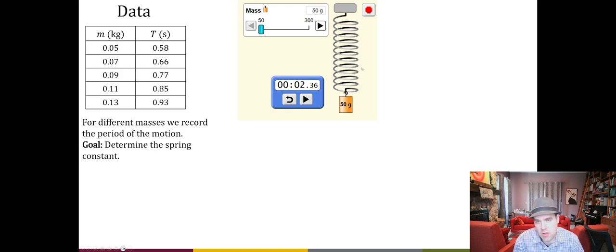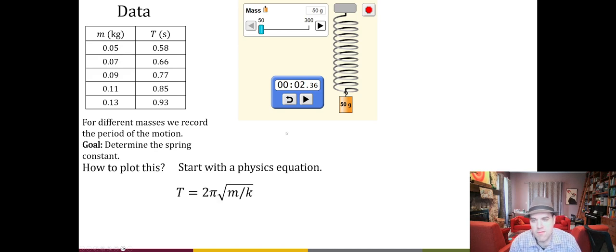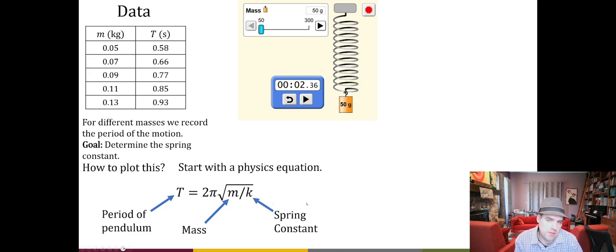Well, we want to do this through a plot. So how are we going to do this? Just like normal, we're going to start with a physics equation. T equals 2 pi the square root of m over k, where T here is the period of the pendulum, m is our mass, and k is the spring constant.